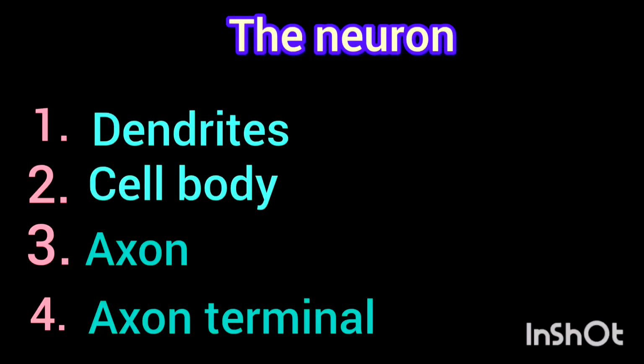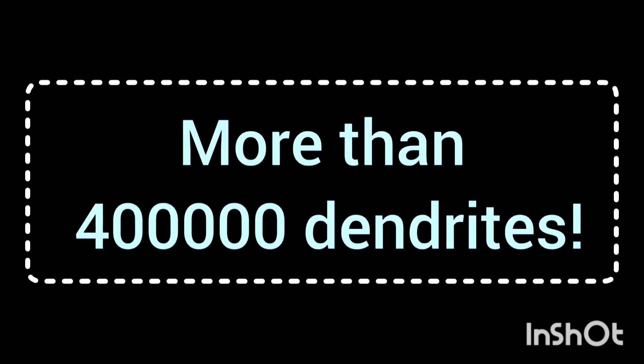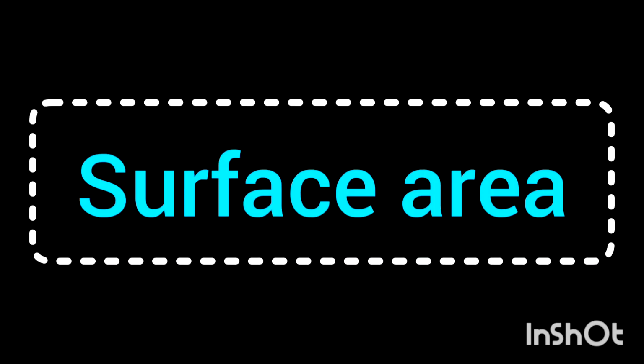The neuron consists of dendrites, cell body, axon, and axon terminal. The dendrites are just a series of highly branched outgrowths that are responsible for receiving information from the previous neurons. For example, in the central nervous system, most neurons have more than 400,000 dendrites, and that can explain how much they can increase the surface area of the neurons. That also explains why one output from the neuron represents millions of inputs to the same neuron.